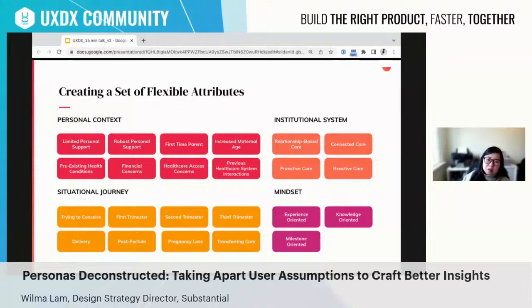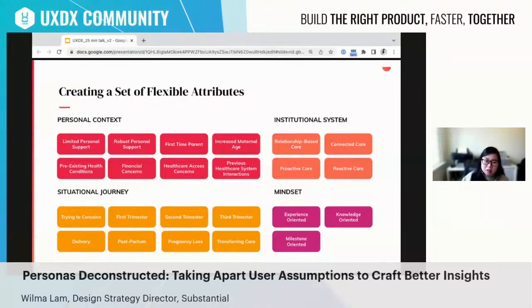In the example that we're showing here, we've captured what patients have shared about their personal context that might impact their pregnancy experience. They talked about things related to their support outside of the healthcare system, previous parental experience, financial concerns, and healthcare access concerns. These might all be things in their personal individual context that shape the needs and experiences they have within the maternal health system that we're trying to solve for.